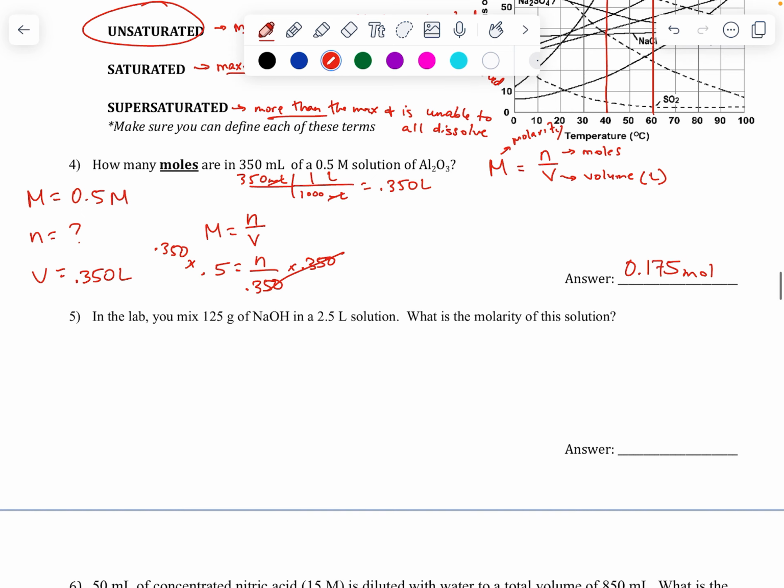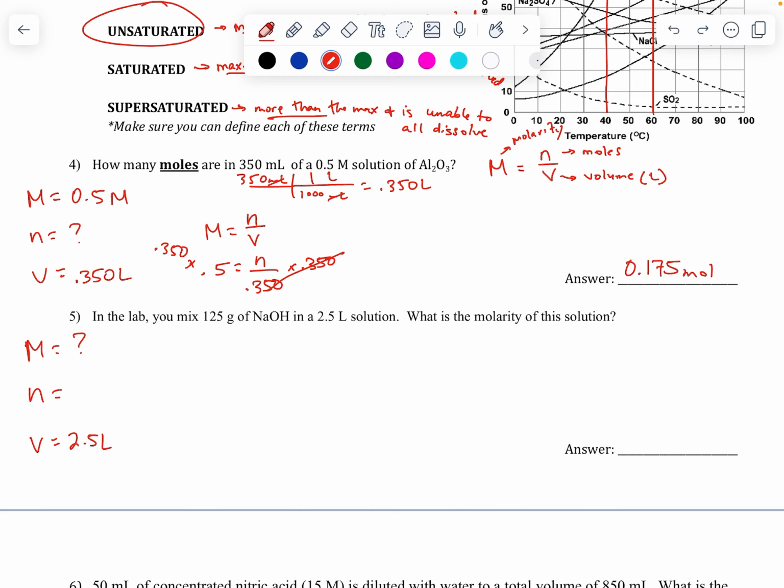And then over here, let's see what we're looking for and what we're given. In this case, I give you the volume, 2.5 liters. We don't have to do anything with that. I'm asking for molarity, so I don't know that. And I give you grams, but the unit we need is moles, right?